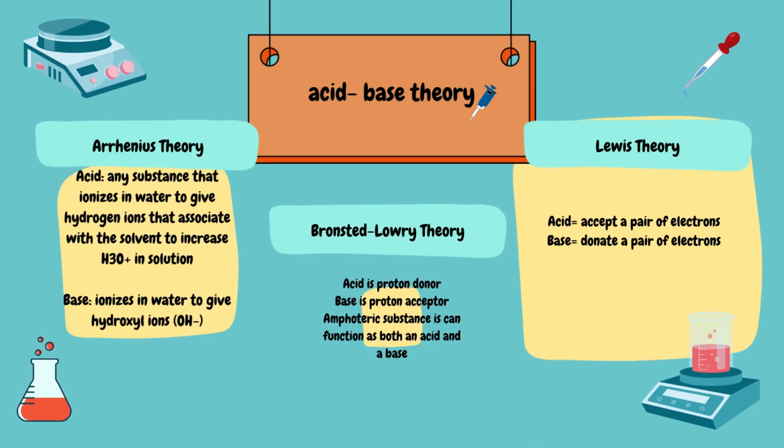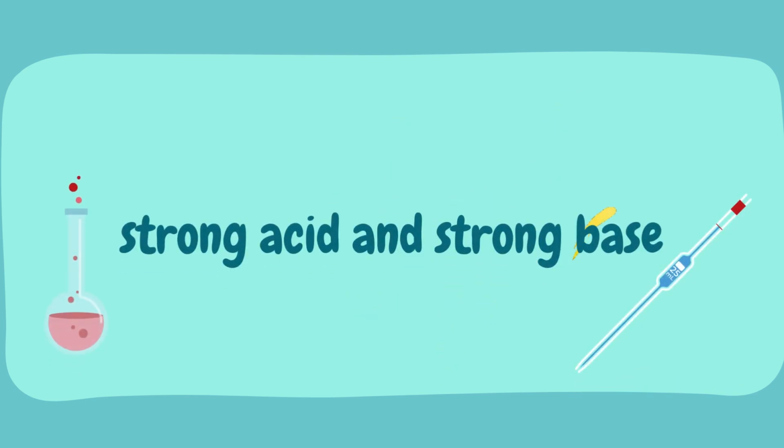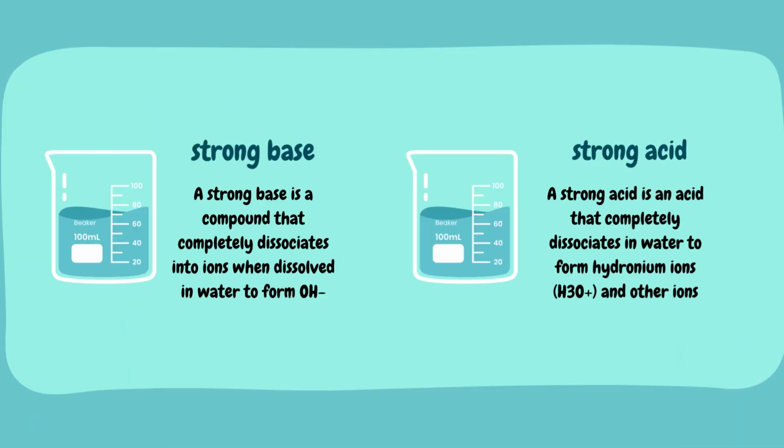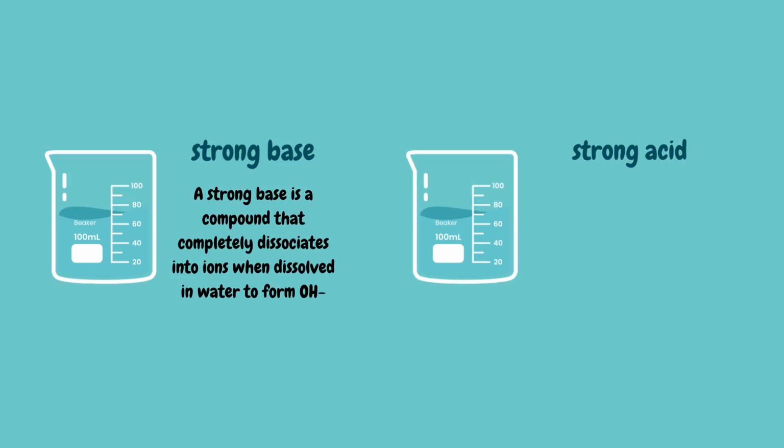Sounds like teamwork, right? Let's talk about the VIPs of titration, strong acids and strong bases. They completely dissociate in water. Acids drop a bunch of H+ ions, while bases flood the place with OH-. This complete dissociation is what makes them so reactive and perfect for titration experiments.